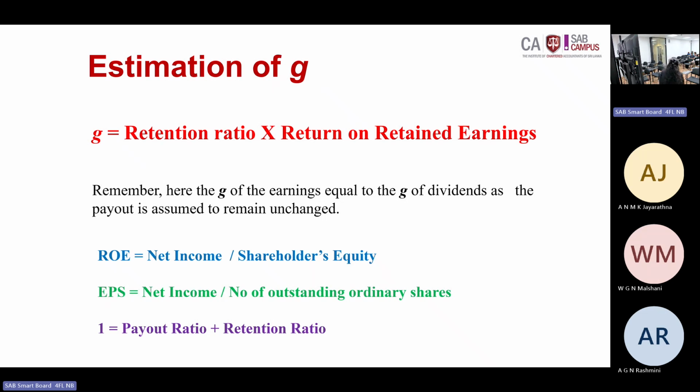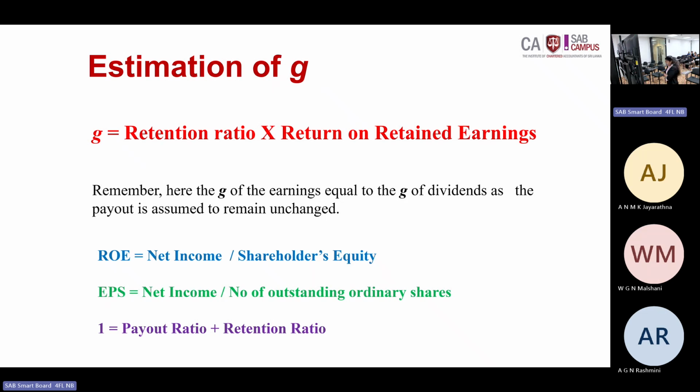So just imagine there are 100 shareholders. Then how can we identify the ROE? Shareholders' net income divided by the shareholders' equity. Shareholders' equity means which shares we have to consider? Ordinary shares, not the preference shares.